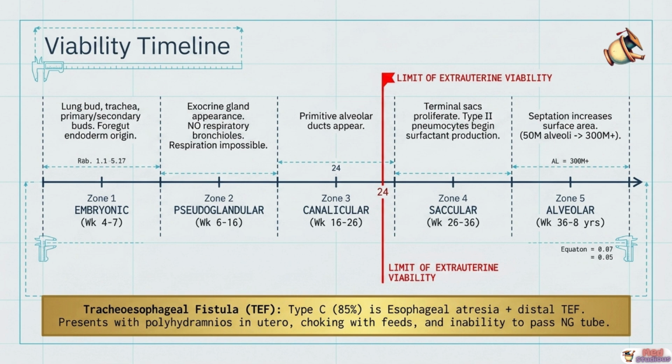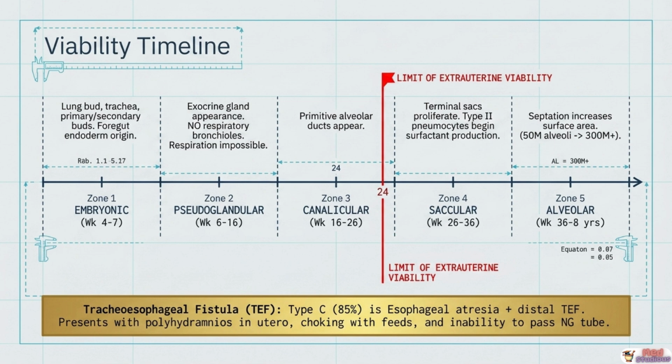The saccular stage, spanning weeks 26 through 36, sees terminal sacs proliferate, while type 2 pneumocytes begin meaningful surfactant production. Finally, the alveolar stage, spanning week 36 through approximately 8 years of age, dramatically increases surface area through septation, expanding the alveolar count from roughly 50 million at birth to over 300 million in the mature lung.